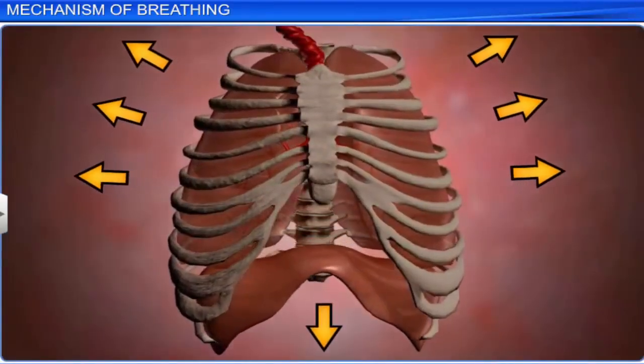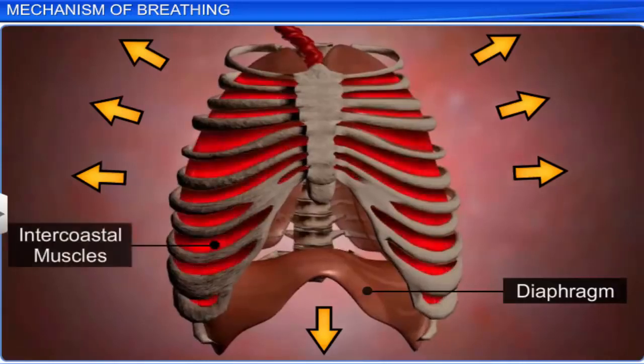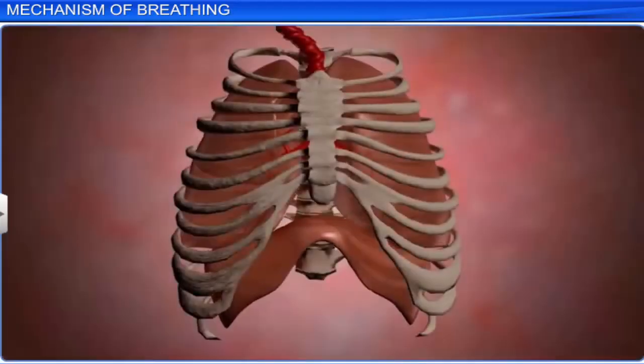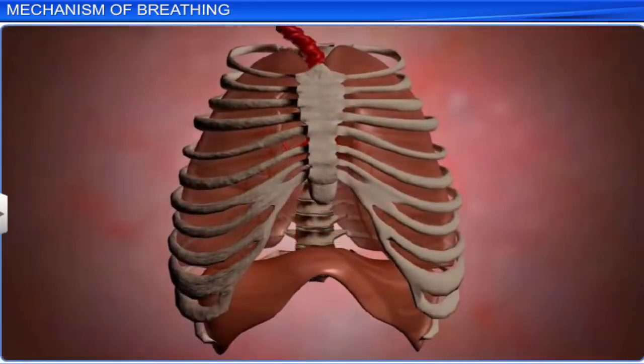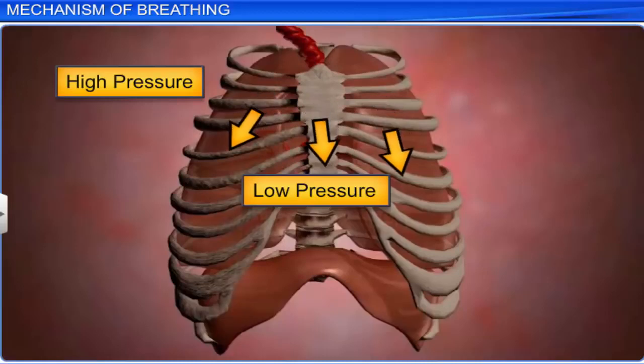During inspiration, the diaphragm is pulled down. This causes the intercostal muscles to lift up the ribs and the sternum, thus expanding the rib cage. This increases the volume of the thoracic cavity, causing the pressure inside to decrease. This action allows air to enter the body cavity, making the lungs expand.